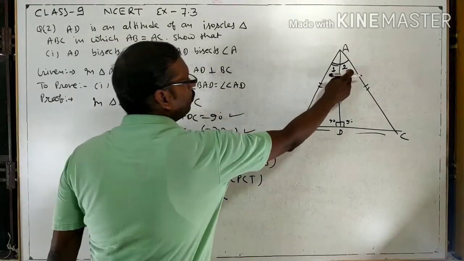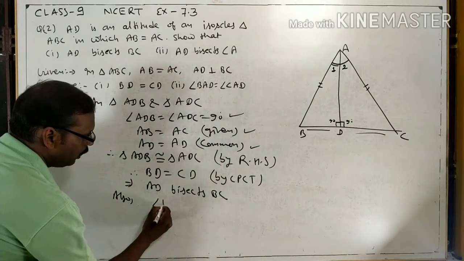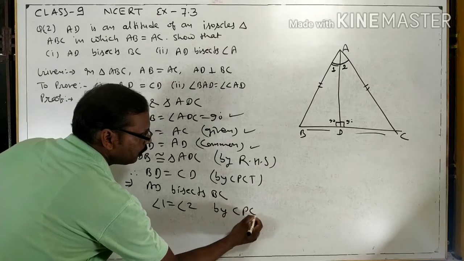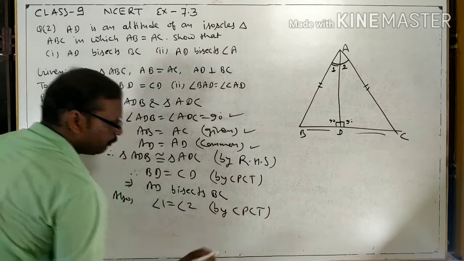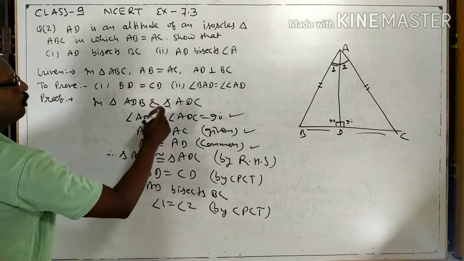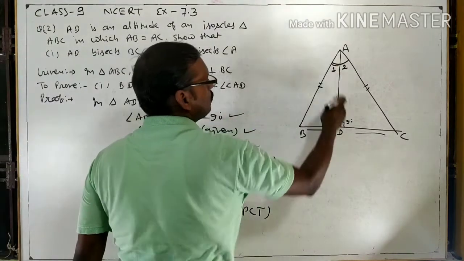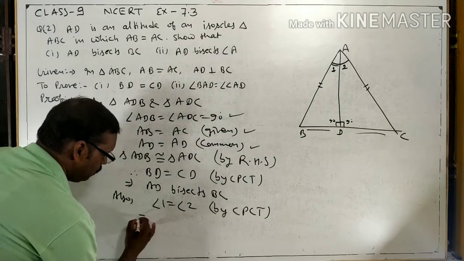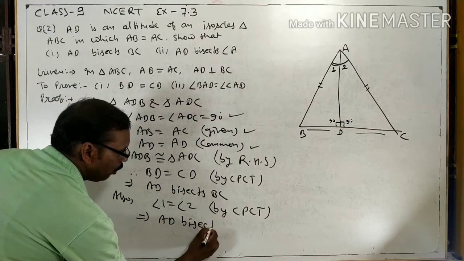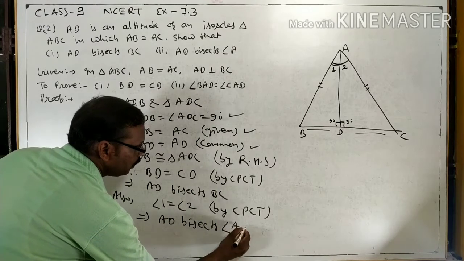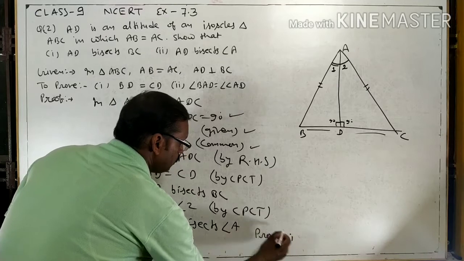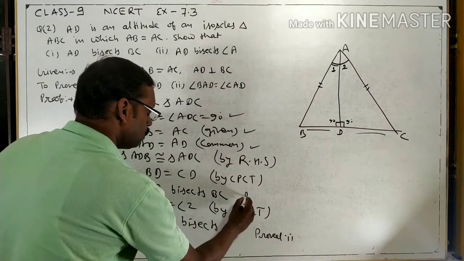Also we can write angle 1 equal to angle 2, for the same reason, by CPCT. Congruent triangle का corresponding part equal होता है. Therefore angle 1 equal to angle 2 means AD bisects angle A. So the second is proved, and the first is proved.